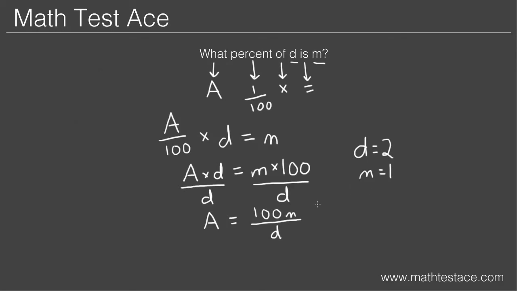So let's plug in these numbers into 100M over D to see if we're right. 100 times 1 is 100, and 2 is just 2. 100 divided by 2 is 50. So we did get it right.